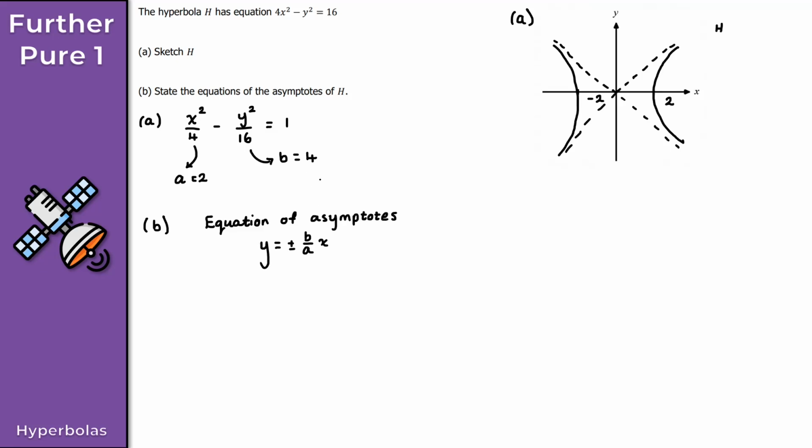So b here is 4, a is 2. So as we can see then, the equation here of our asymptotes is given as y equals plus or minus 4 over 2x here. We simply get 2x there. Okay. And there we have it. So that gives us the solution to part B and the solution to question 1.